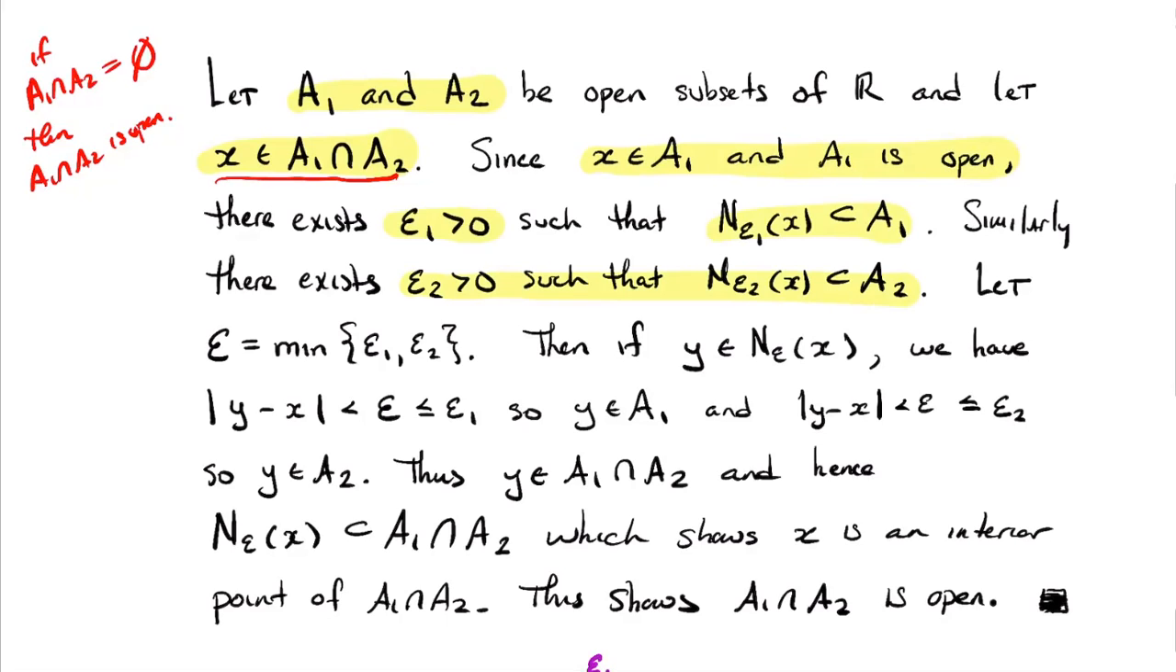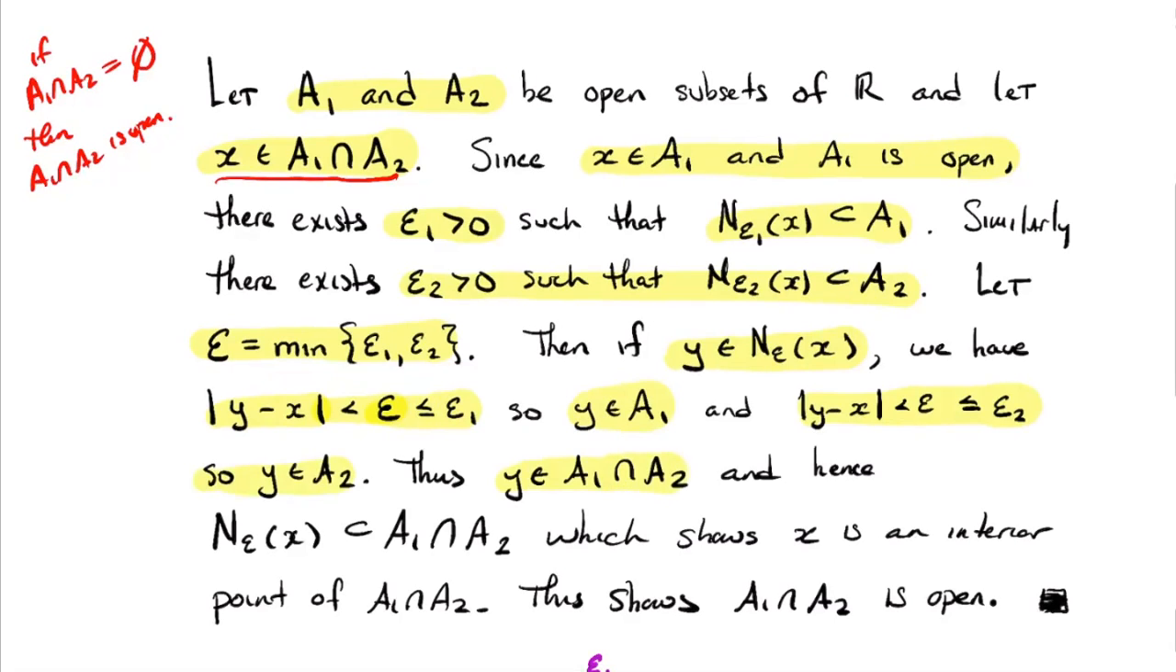Just take epsilon to be the smaller of those two numbers. They're both positive numbers, so their minimum is a positive number. And then if you take any point Y in the epsilon neighborhood of X, its distance from X, the absolute value of Y minus X, is less than epsilon, but epsilon is less than or equal to epsilon 1 because it's the minimum. But every point whose distance from X is less than epsilon 1 is in A1. Similarly, that distance is less than epsilon 2, so Y is in A2 as well.